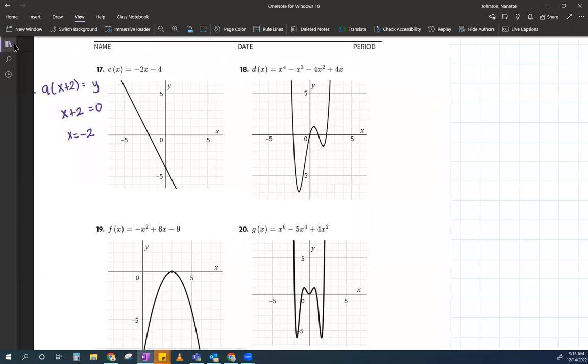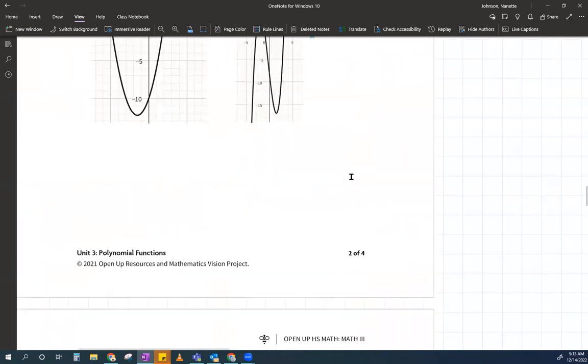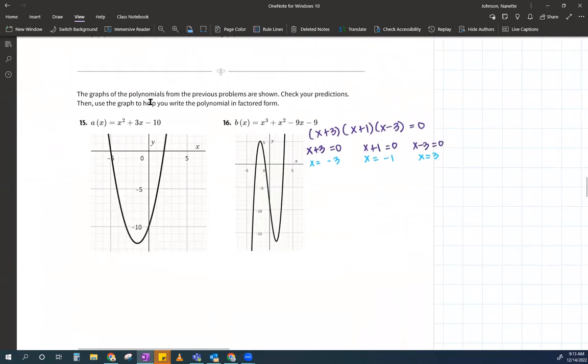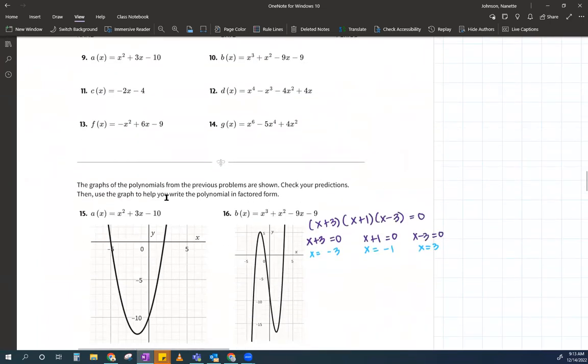All right, welcome back. We are doing 3.7, number 18, and the directions are up here. And it says the graphs of the polynomials from the previous problems are shown. They're up here, right? And check your predictions.